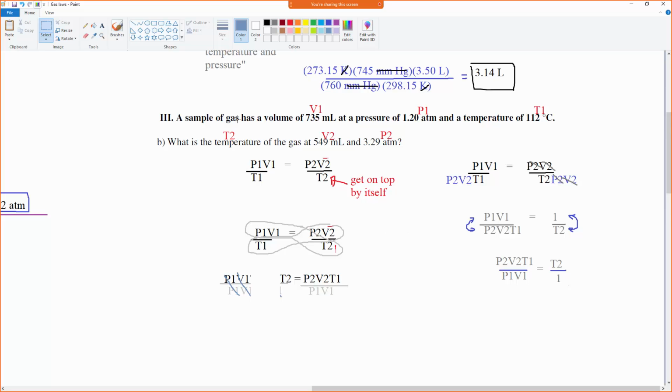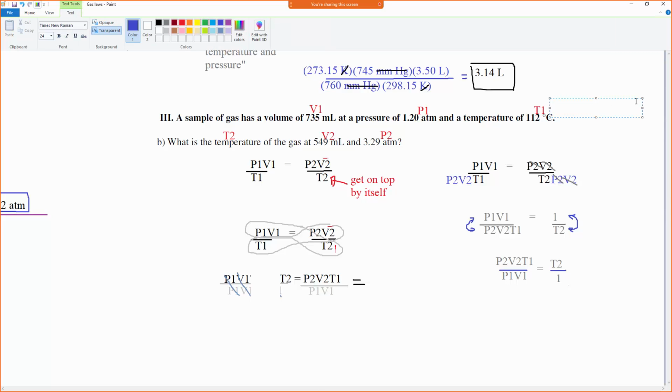And now we can just plug this all in, right? Equals, okay, P2. Oh, Erica says no, I can't just plug it in. What am I missing? Oh, I have to go from Celsius to Kelvin. Good catch. So this one I don't have to because that's what I'm solving for. But for 112, 273 plus 112 is going to be 385 Kelvin.